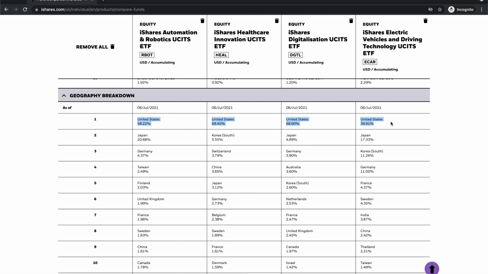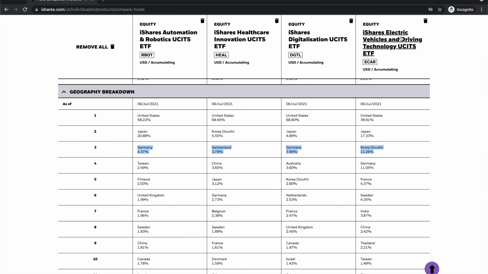So more than 50-60% of the holdings are in the US. And then in number 2, we have Japan, right? And then Germany, China, and others. So I'm not saying this is good or bad. I'm just highlighting that you need to understand the exposure that these ETFs bring to the table, so that you know whether you are meeting your investment goals and objectives.